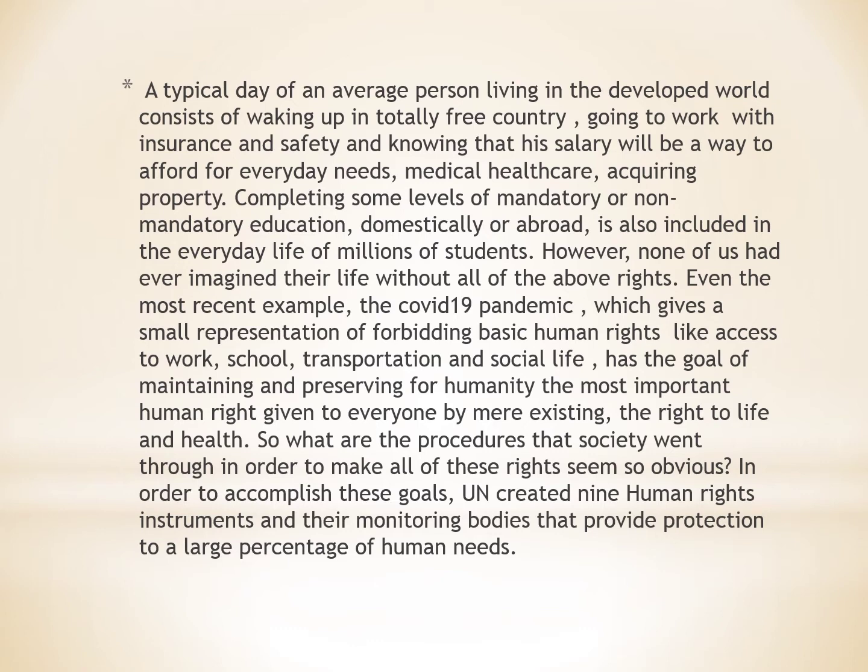Even the most recent example, the COVID-19 pandemic, which gives a small representation of forbidding basic human rights, like access to work, school, transportation, and social life, has the goal of maintaining and preserving for humanity the most important human right given to everyone by mere existing, the right to life and health. So, what are the procedures that society went through in order to make all of these rights seem so obvious?